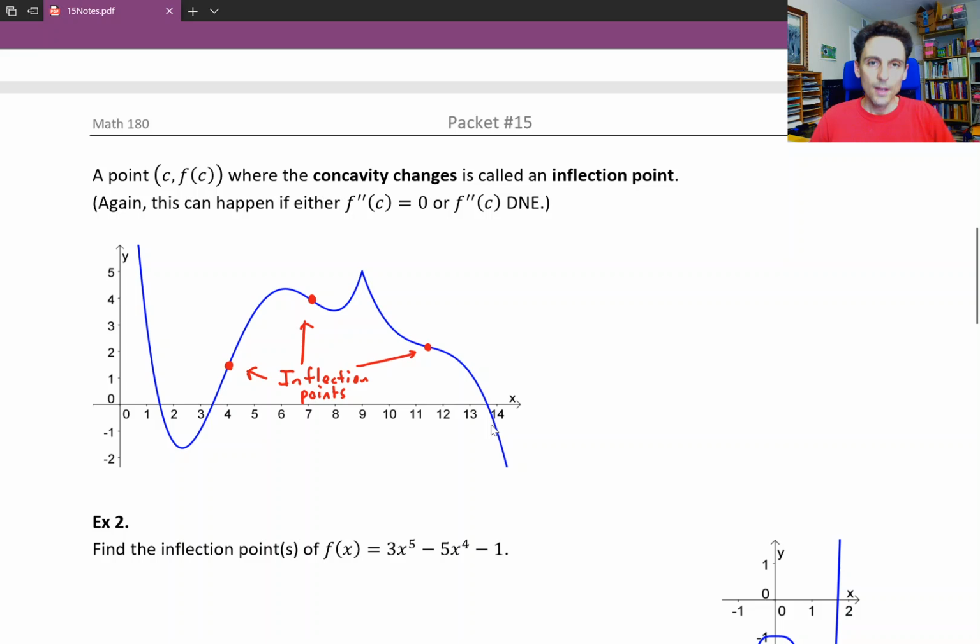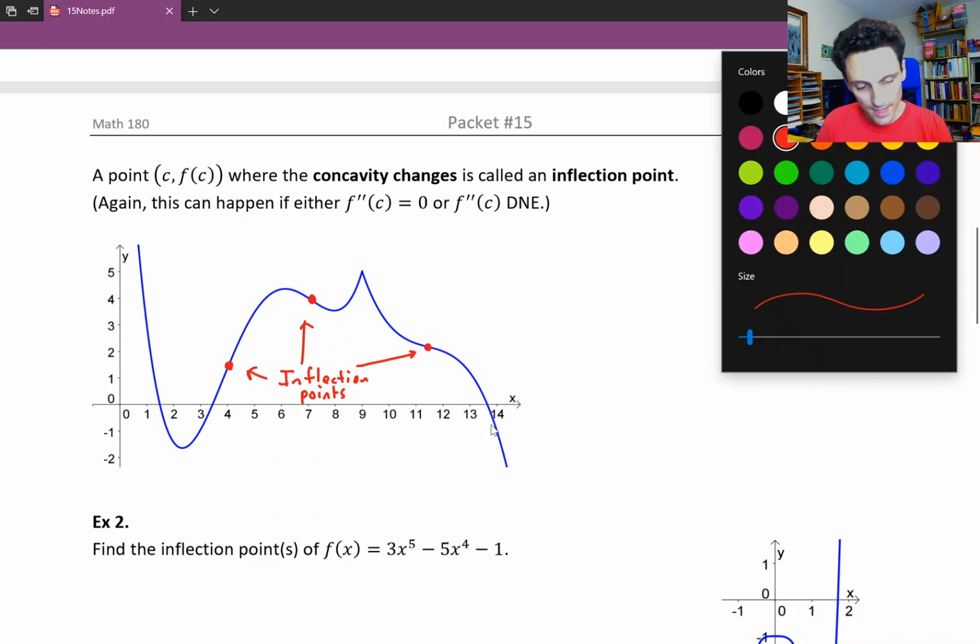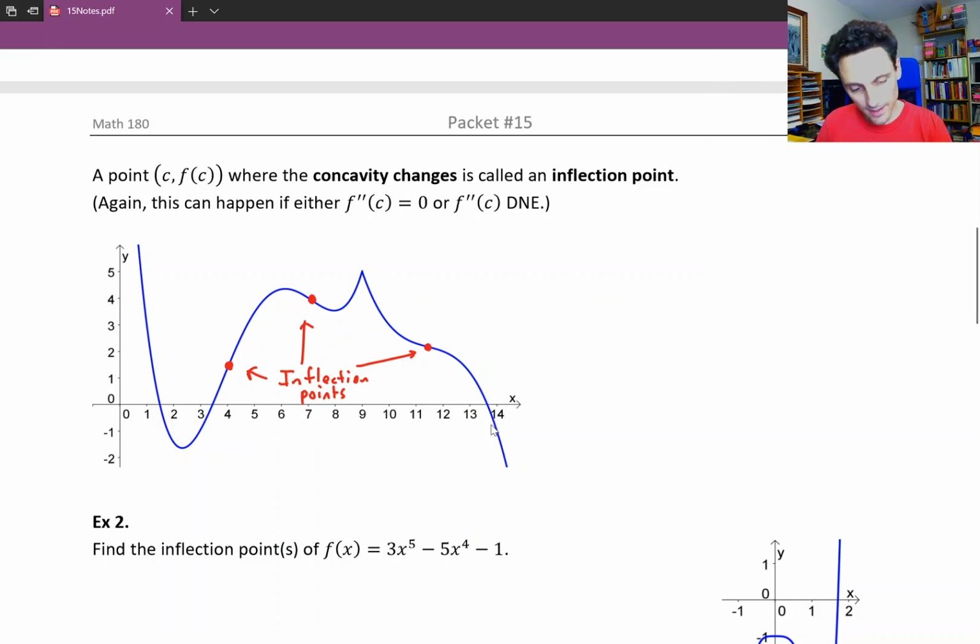Another way, by the way, that can help you identify if a graph is concave up or concave down, and some people find this helpful, is by thinking about where the tangent line is. If the tangent line is below the curve, like this, then the graph is concave up. So if your surfboard is below the curve, then it's concave up. Whereas if your surfboard or your tangent line is above the curve, then it's concave down.